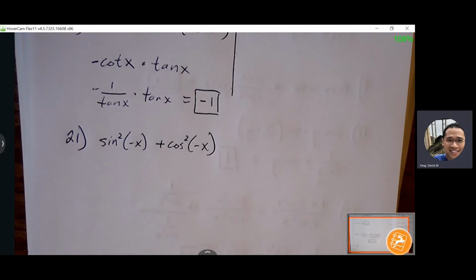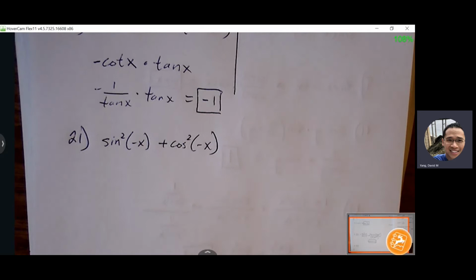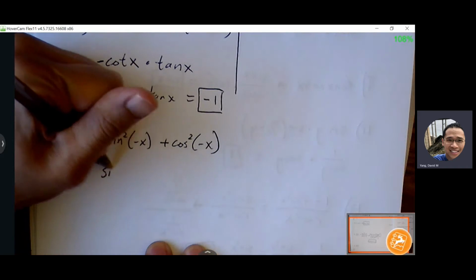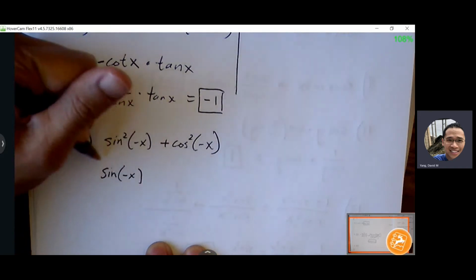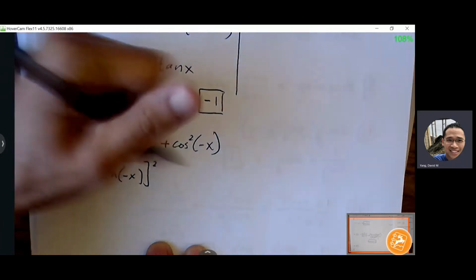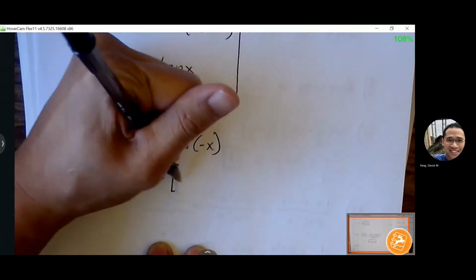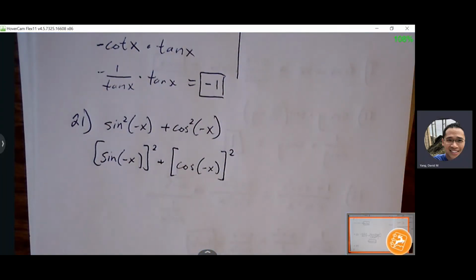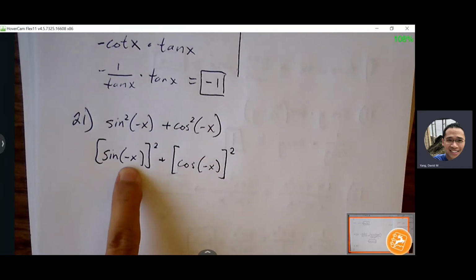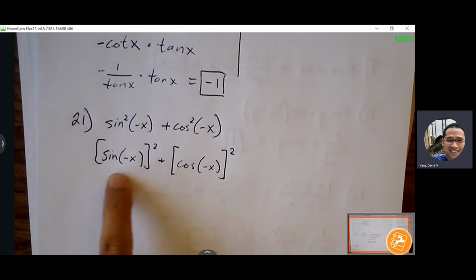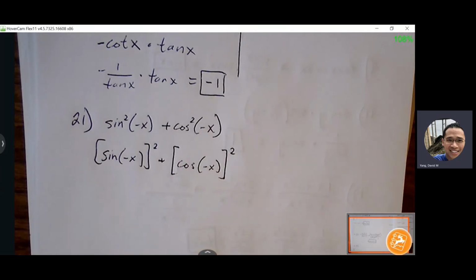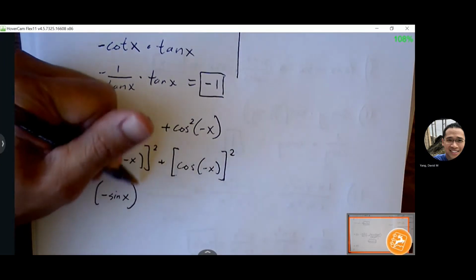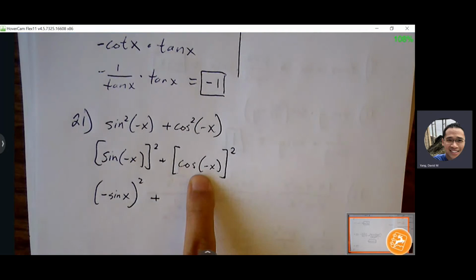Sine squared of negative x plus cosine squared of negative x. I'm going to pull the exponent out just so that it's easier to see what will be the results of these odd and even rules. So let's just ignore the square for a moment and let's just observe what happens within each of the sines and cosines. How can I rewrite that sine of negative x? And this?